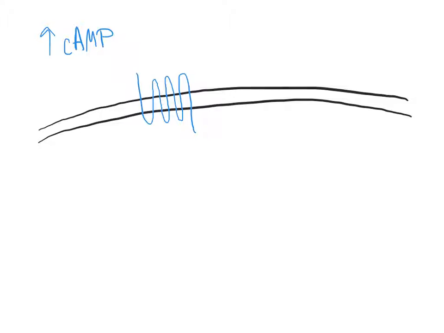So when a hormone binds to the outside portion of the receptor, that can cause the whole receptor to shift in shape and cause a change in shape down here on the internal part of the receptor. And it's this internal part of the receptor that's actually coupled to the G protein. Since we're talking about the pathway that increases cyclic AMP levels, this is a GS protein.